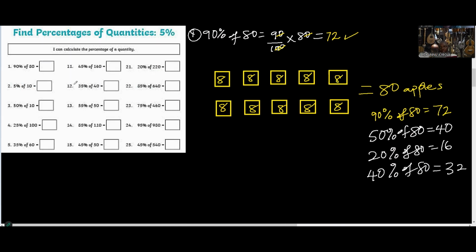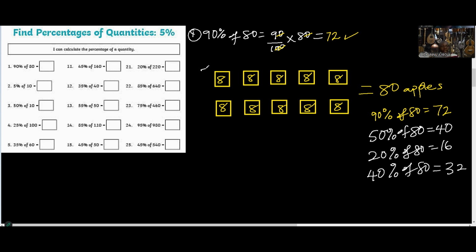The first one says, what is 90% of 80? So in order to find the 90% of 80, we said it's 90 over 100, which means 90%, then times 80, and it gave us two zeros at the top, cancel two zeros at the bottom. So we have only one left. Then we have 9 times 8, which gives us what? 72. Is that clear? Yeah.